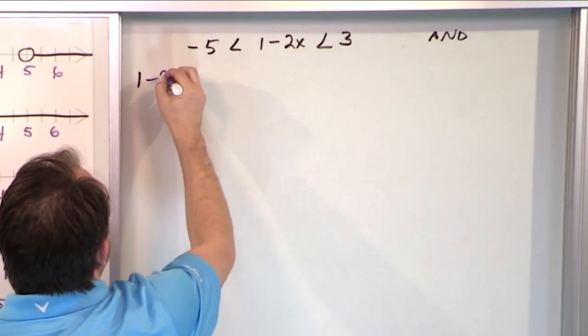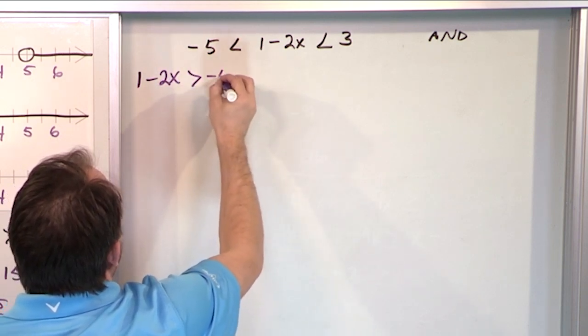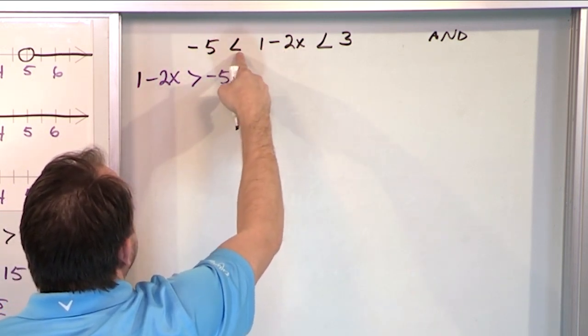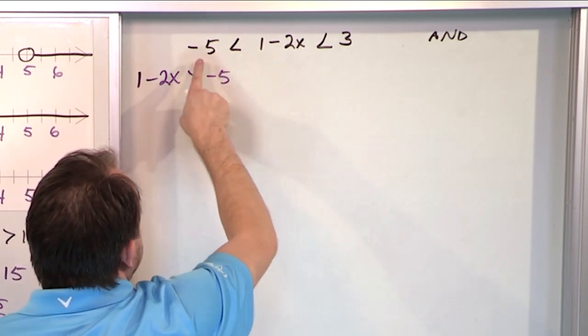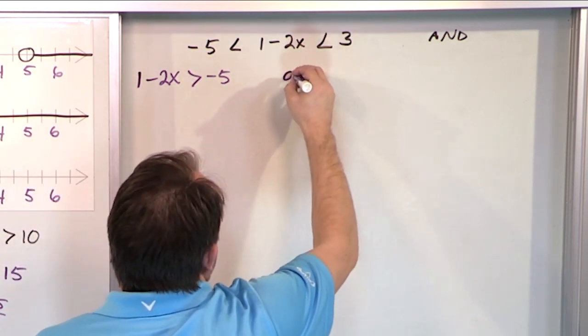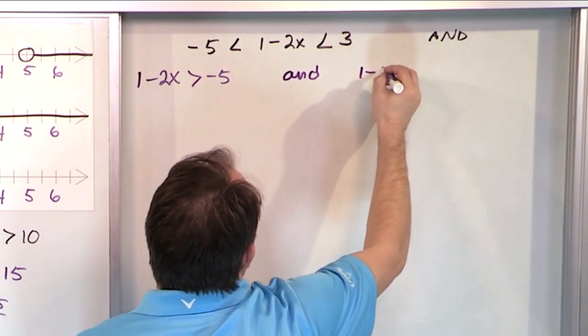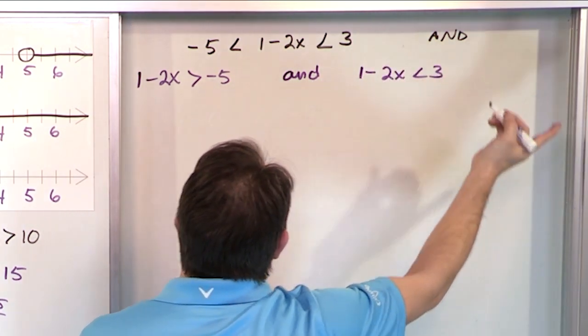So we have 1 minus 2x greater than -5. You literally read it this direction. So the big part of the inequality goes here, the -5. And then you have and, of course. Both of them have to be true. 1 minus 2x less than 3. And then we solve both of them.